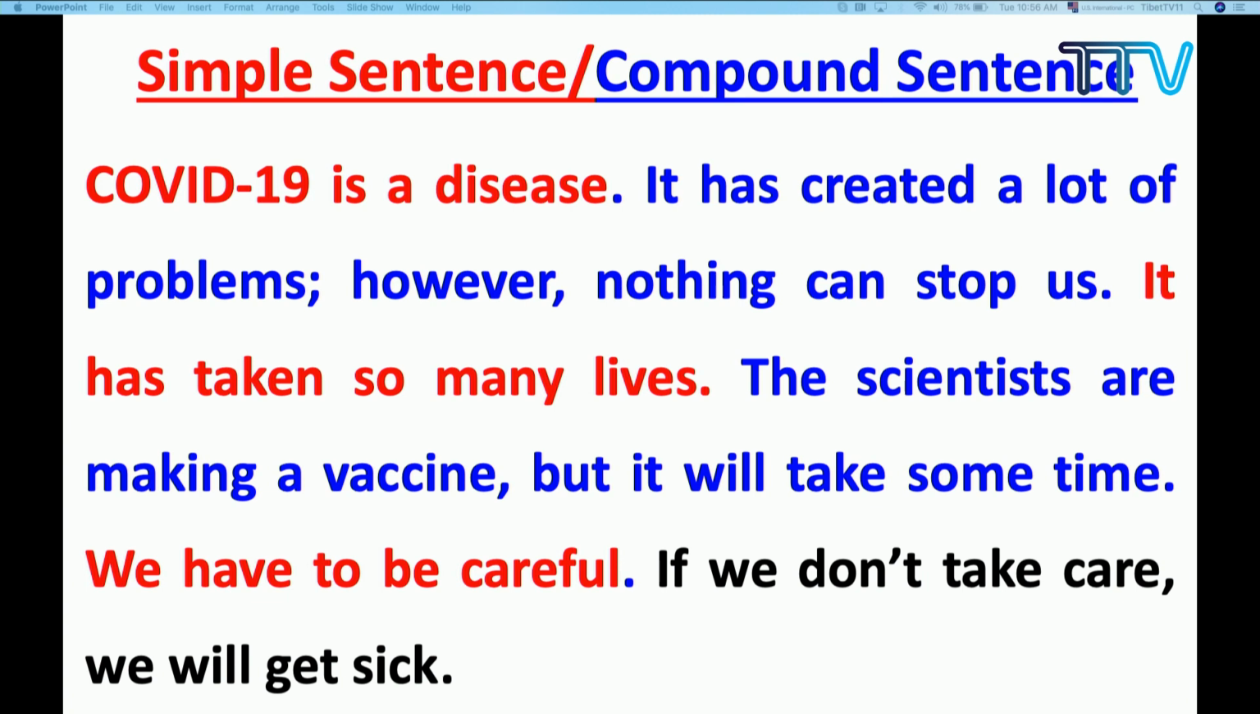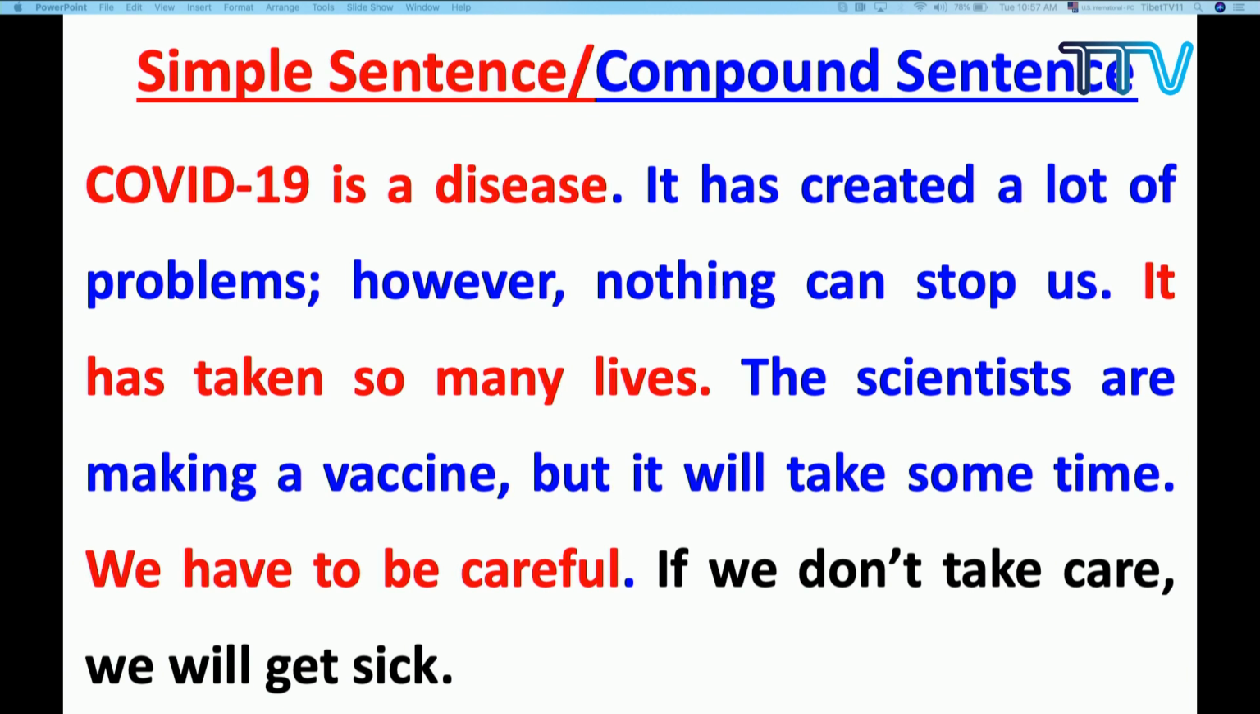Why a compound sentence? First, there are two independent clauses. It has created a lot of problems. This makes complete sense, so this is independent. It does not have to depend on another sentence. Nothing can stop us. Again, this is an independent clause. So you see two independent clauses, two simple sentences, and these two simple sentences are joined by the connector. What is the connector here? However. You got it? So this is a compound sentence.